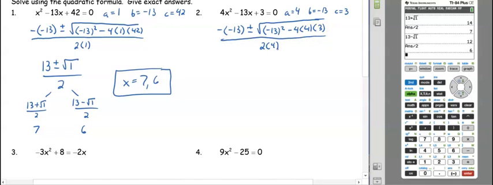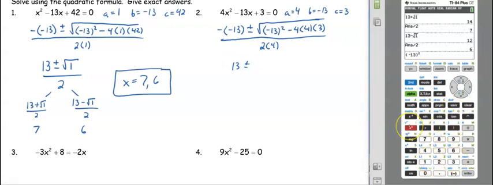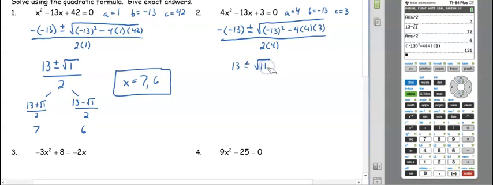So when I simplify this, I get 13 plus or minus. In the calculator, I'm going to have negative 13 squared minus 4 times 4 times 3. Sorry, 4 times 4 times 3. And I get the square root of 121 divided by 8. So I'm going to split this in 2. 13 plus the square root of 121 divided by 8. 13 minus the square root of 121 divided by 8.